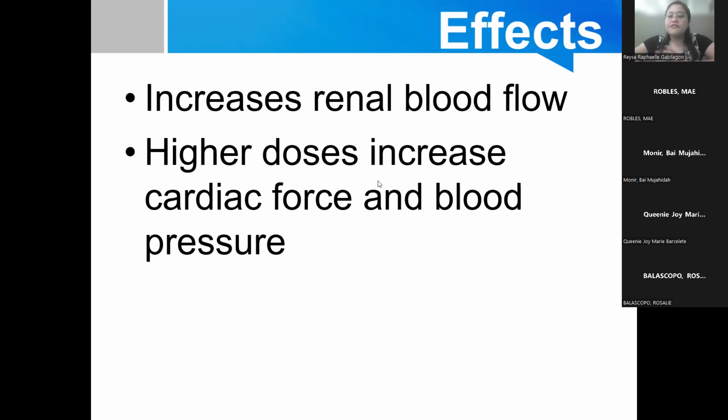So that's the difference between dopamine and dobutamine. Now again, since this is dopamine, it can interact with the dopamine receptors found in the kidneys. This can also affect the kidneys in terms of the blood flow.